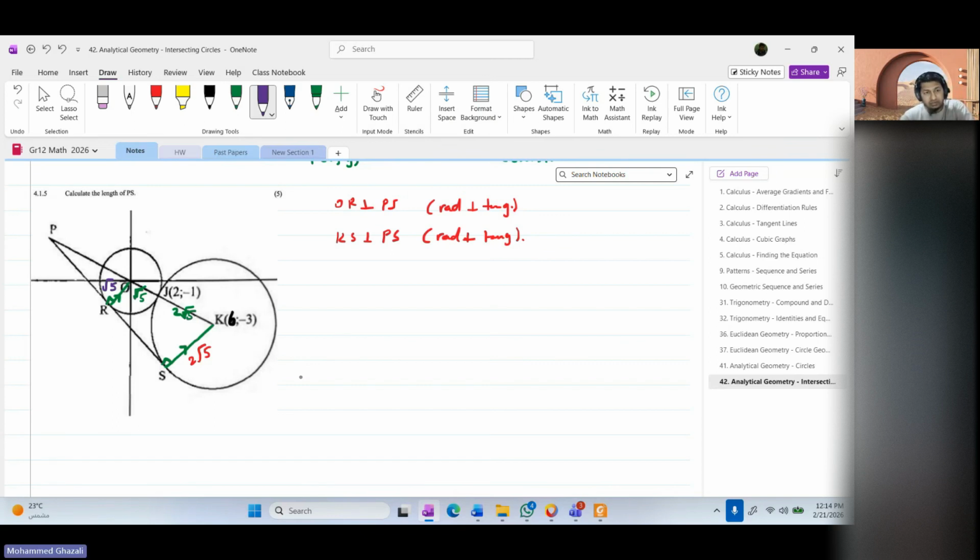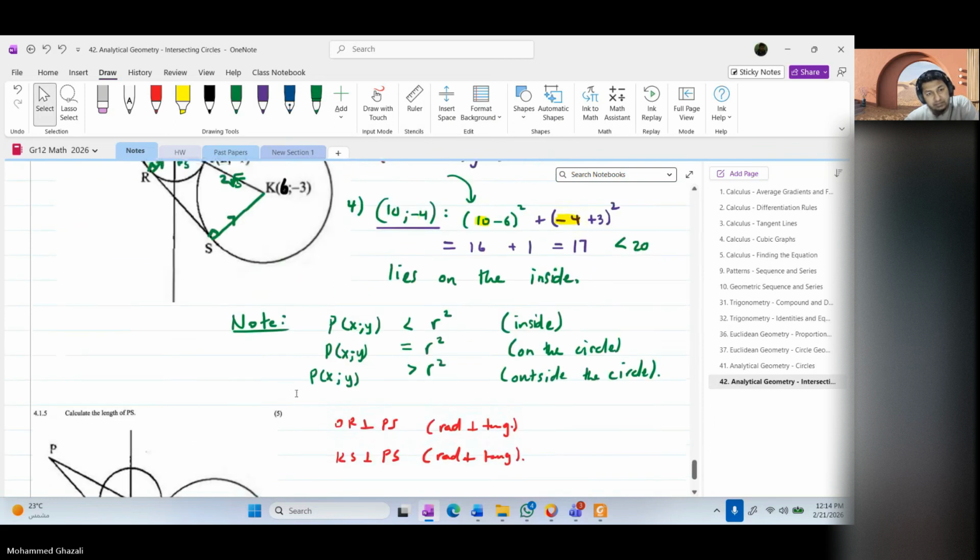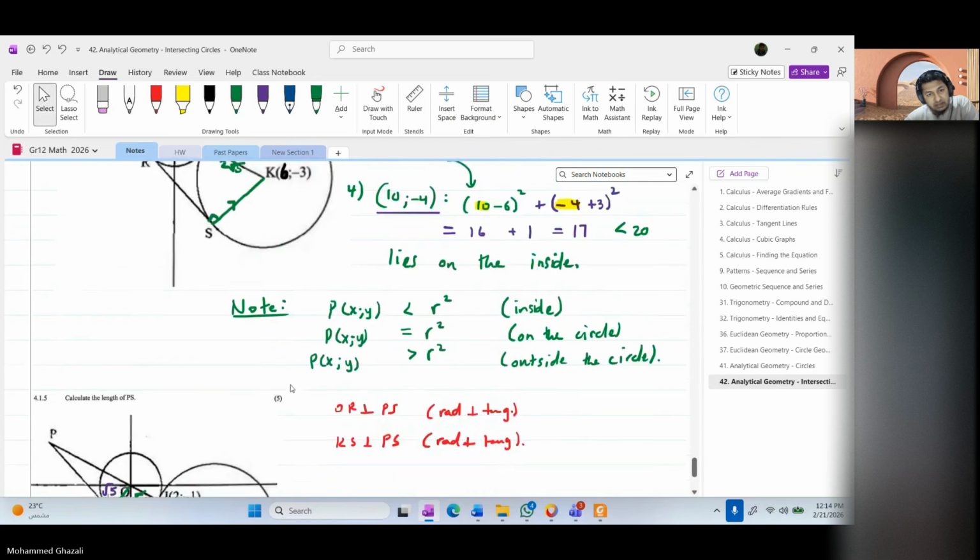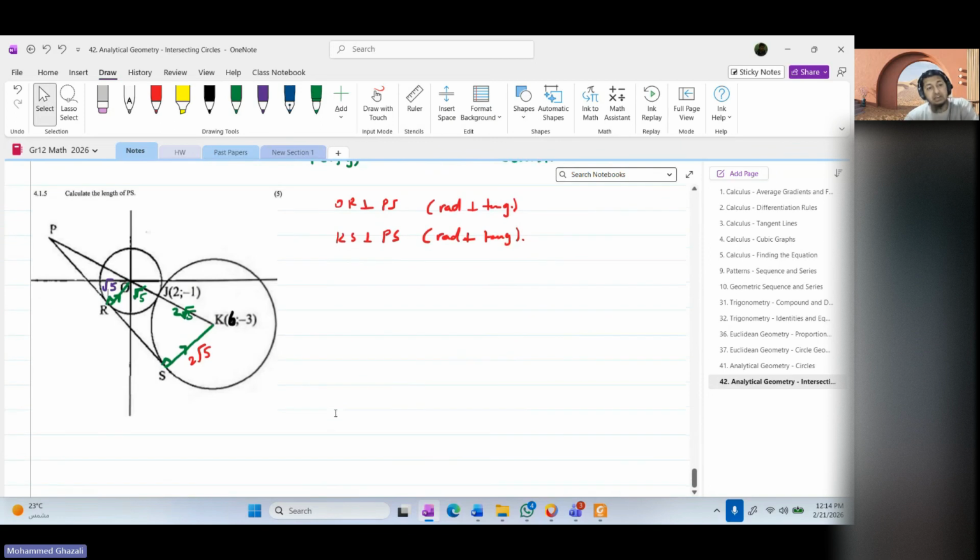We want the coordinates of point P. Calculate, no, sorry, we want the length of PS, the distance PS. Can we go and find the distance PS? Using the proportionality theorem I was thinking about.